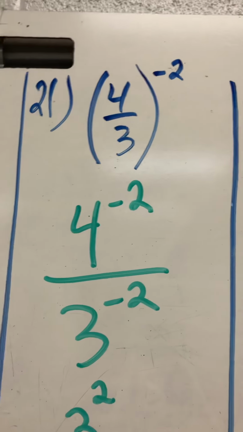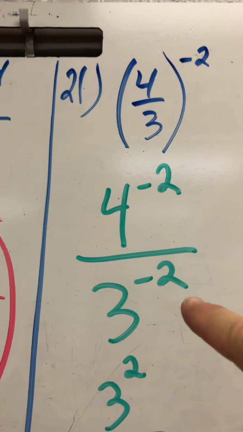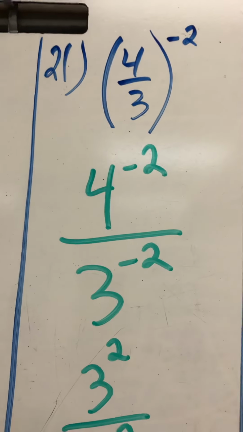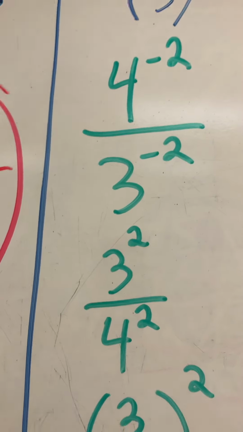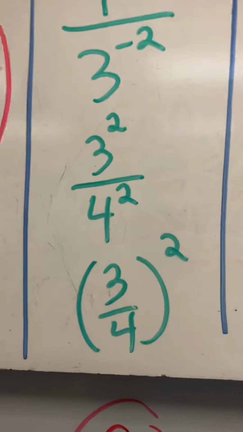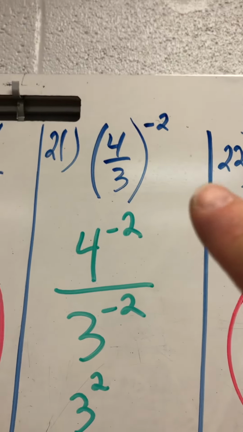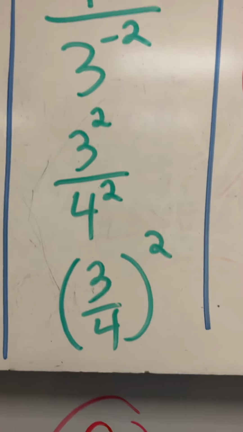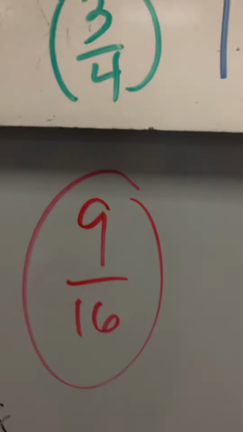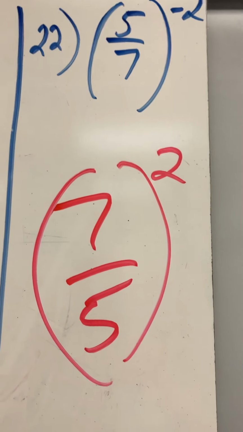4 over 3 in parentheses to the negative 2nd is the same as 4 to the negative 2nd over 3 to the negative 2nd, right? Would you agree that's 3 to the 2nd over 4 to the 2nd? Or 3 over 4 to the 2nd. So guess what? If you have 4 over 3 to the negative 2nd, you just flip it over and make it 3 over 4 to the 2nd. Or 9/16. 5 over 7 to the negative 2nd is 7 over 5 to the 2nd. Done.